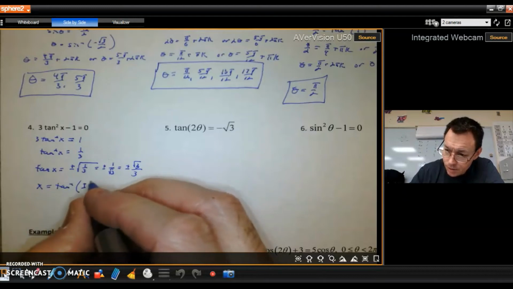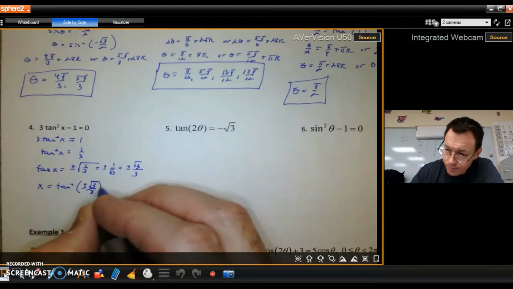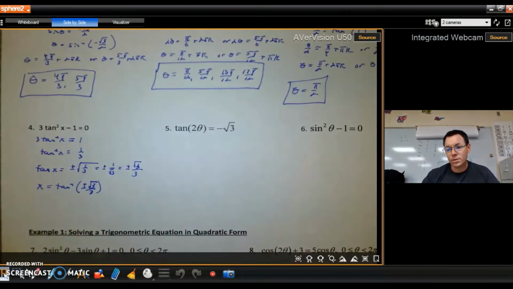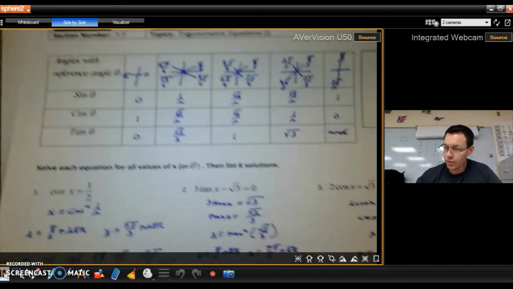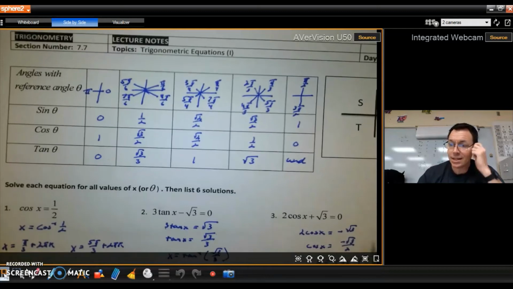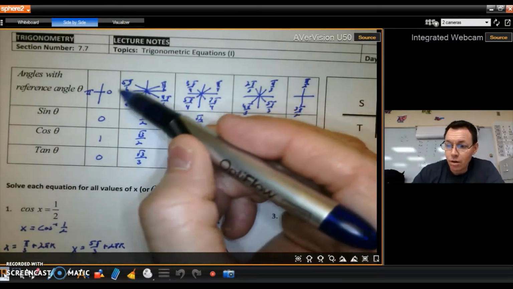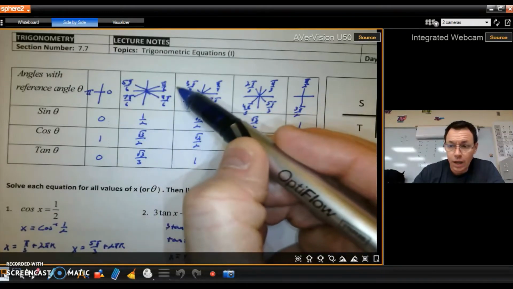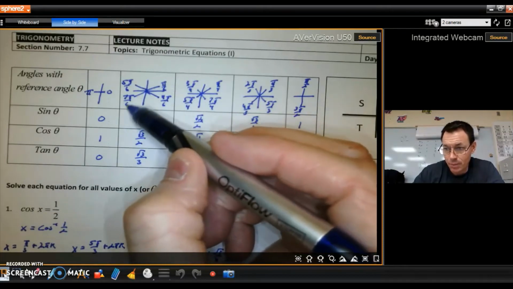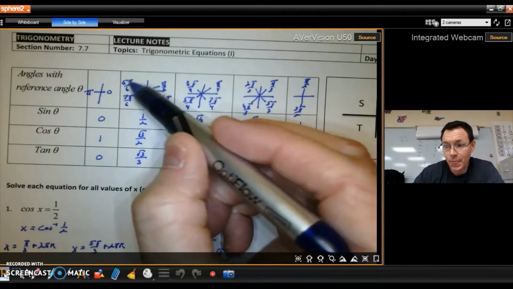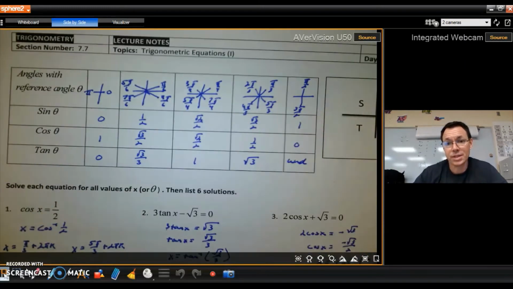Plus minus radical 3 over 3. All right, so we want the angles that have tangent values of positive radical 3 over 3 and negative radical 3 over 3. Okay, so I want all 4 of these angles. I want pi over 6 and 7 pi over 6, because that's where tangent's positive. But I also want these two, because that's where tangent's negative.